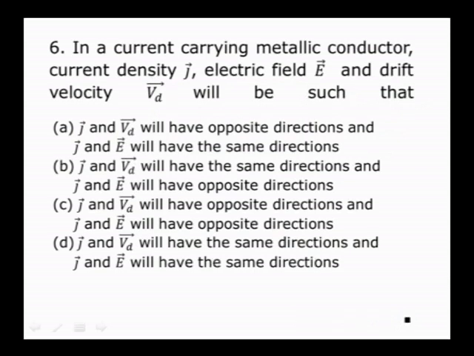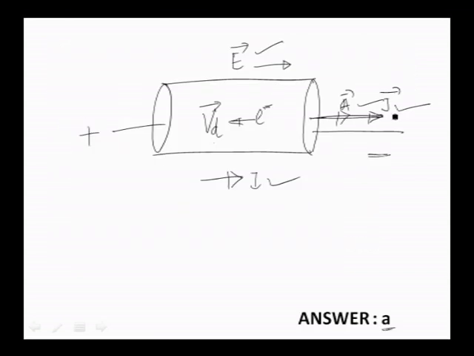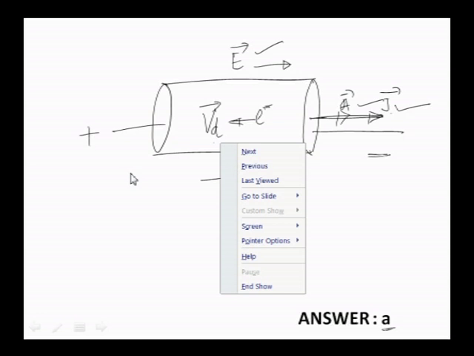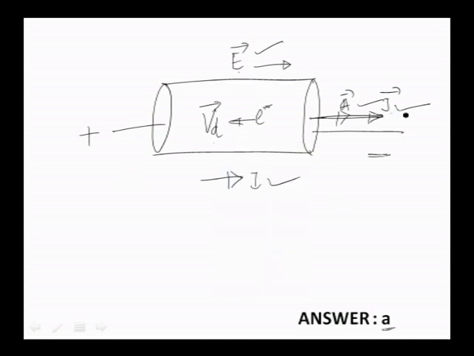It means that J and Vd will be in opposite directions. Definitely Vd is opposite to J, and J and E will be in the same direction. See, J and Vd are in the opposite direction and E and J are in the same direction.